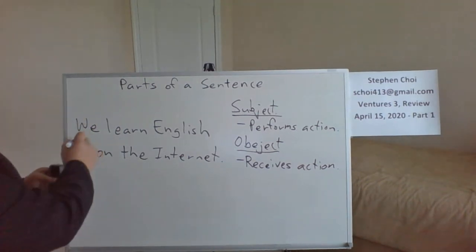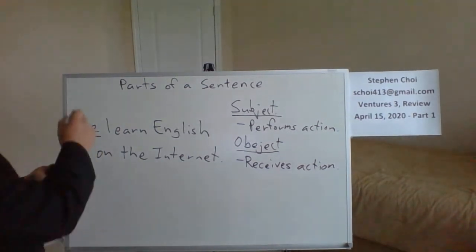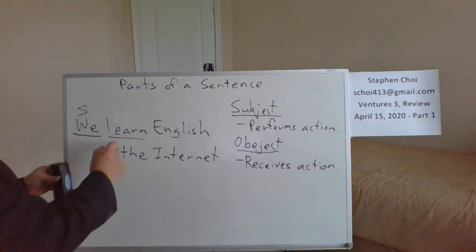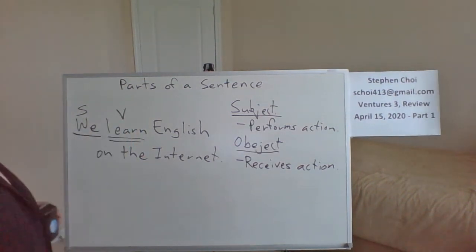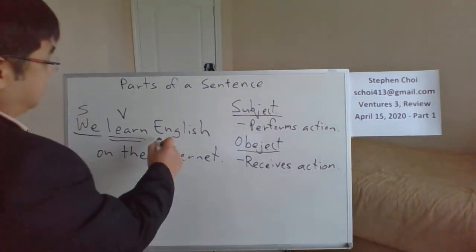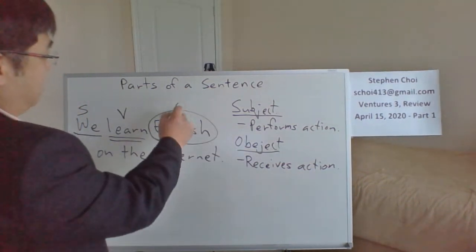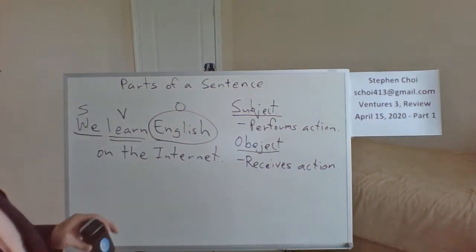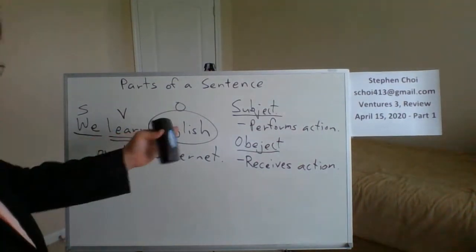Okay, so same thing. We is what? We is the subject. Learn is what? Learn is the verb. And what's English? English is the object, right? We learn English. What do we learn? English.